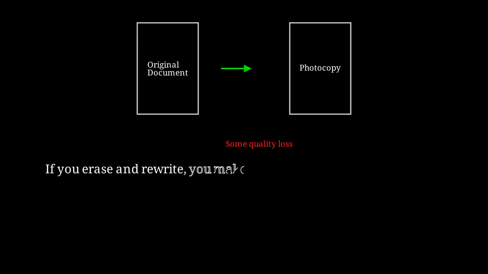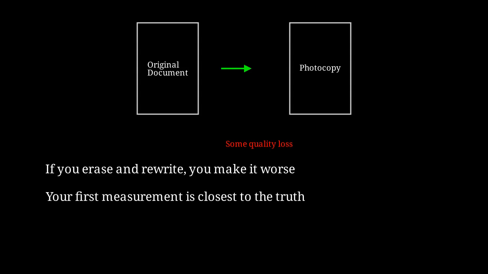Now imagine you look at the photocopy and think it's not perfect, so you erase parts and rewrite them. You've just made it worse. You've lost the original information. Your first honest measurement is closest to the truth. When you manipulate it, you're moving away from reality, not toward it.